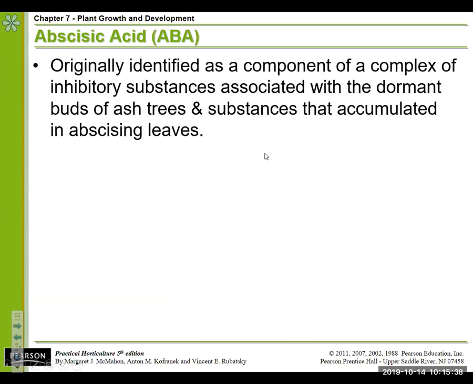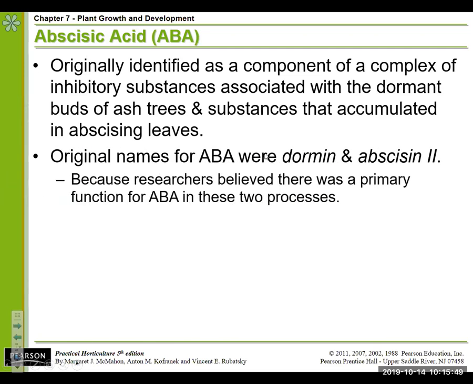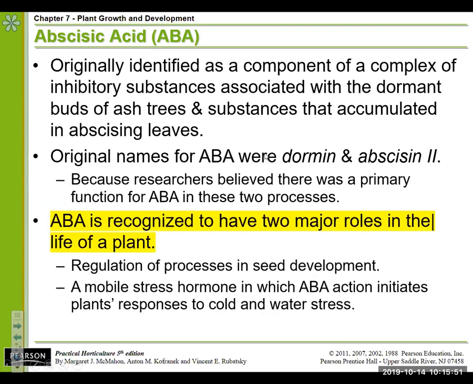All right, the next class here we have abscisic acid, which is basically what causes the abscission, the dropping of deciduous leaves in plants. And we have two major roles in the life cycle of the plant. First, the regulation of the processes in seed development, and then just as a hormone that initiates responses to cold and water stresses.